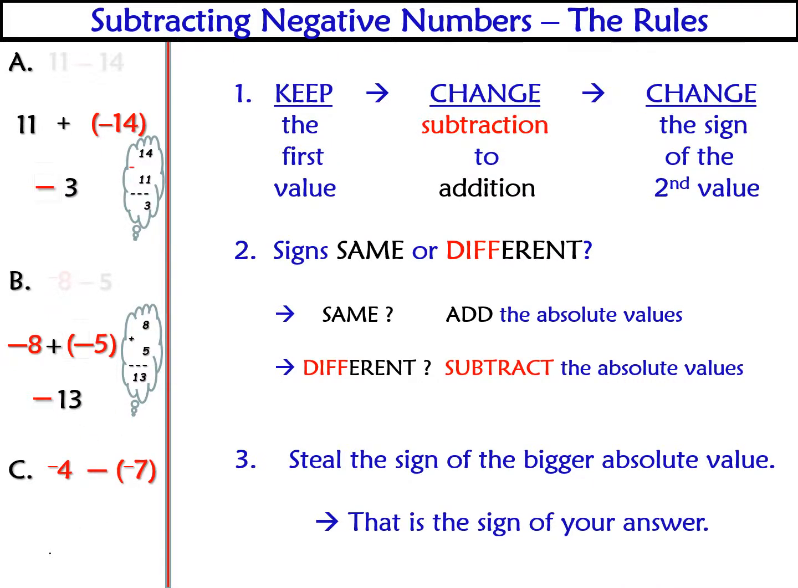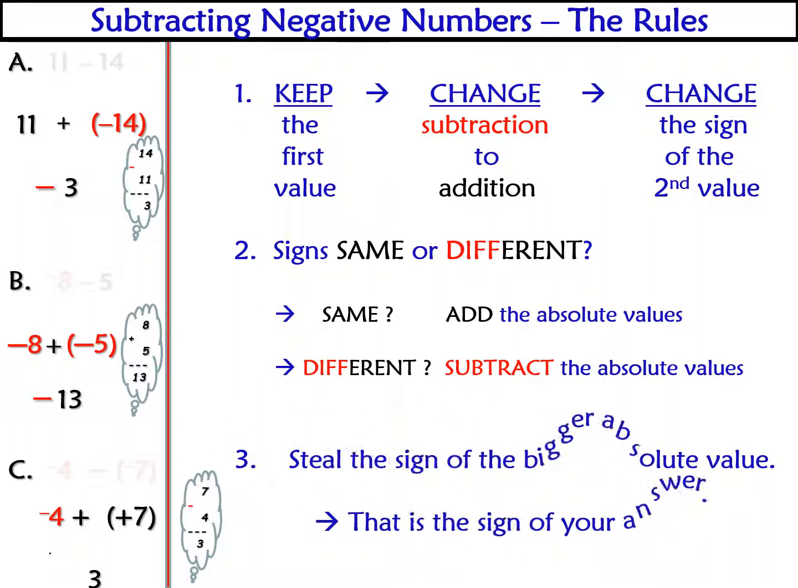For letter C, we're going to keep the first value as it is. We're going to change that subtraction to addition, and then we're going to change the sign of the second value. In other words, -4 minus a -7 is going to become -4 plus a +7. So now, are the signs same or different? They're different. And so that means we're going to subtract the absolute values. 7 minus 4 is 3. And now we're going to steal the sign that's living in front of the bigger absolute value. And now, since the bigger absolute value is positive, that means our answer is going to be positive as well.